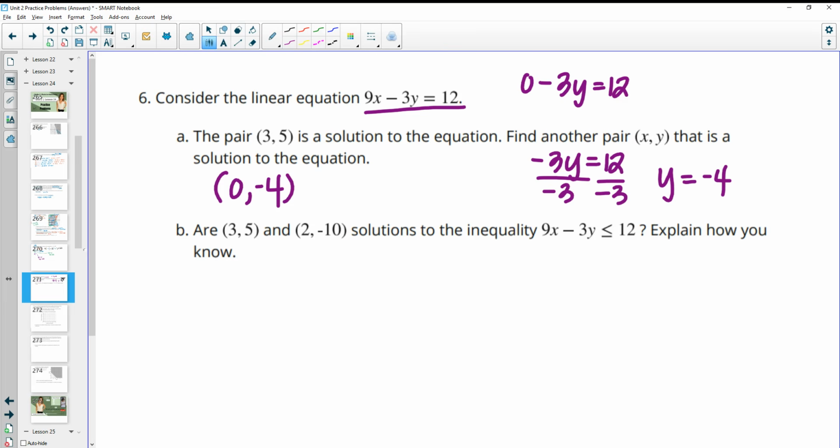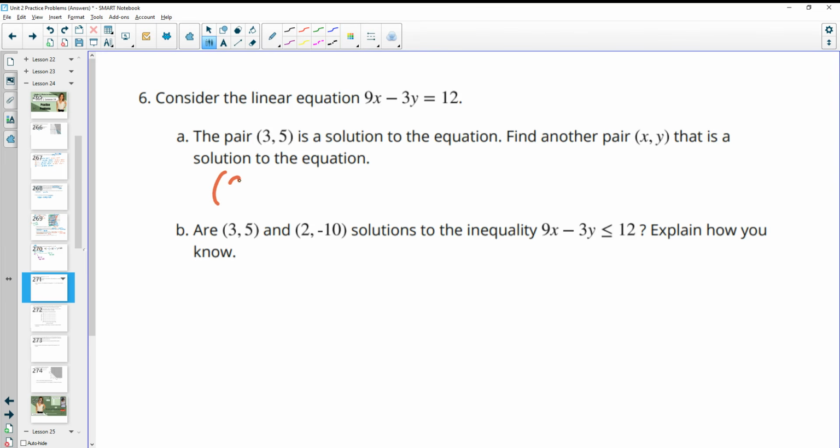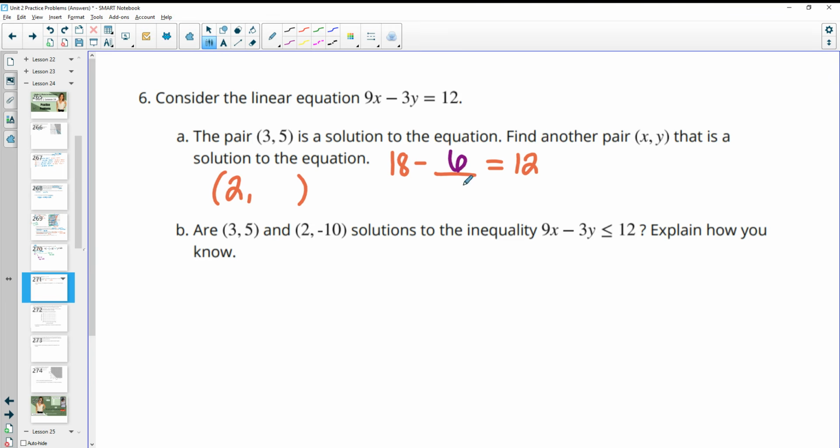So another one that you could do, so I'm just going to clear this and just do it again. So another thing you could do is, let's say I just wanted to pick 2 for x. So 2 for x gives me 18. And then we have minus this number equals 12. And so for here, if we want this to be a solution, we know this space needs to be 6 or -6, right? So I know that whatever I put here needs to make this be -6. Well, that's going to be a 2 as well, because -3 times 2 gives you that -6. So that's a couple different ways you could look at finding a solution.